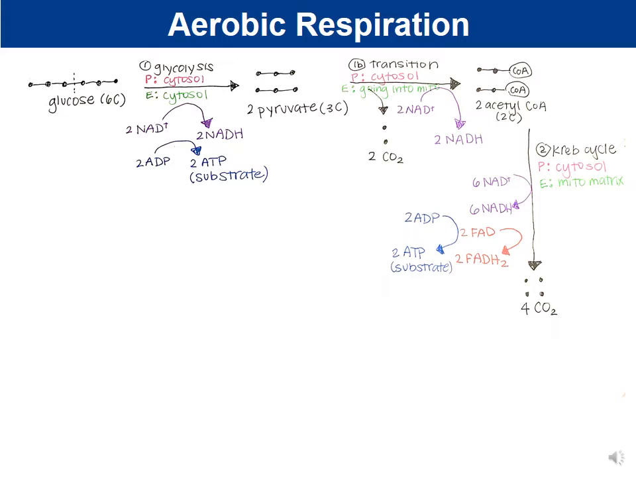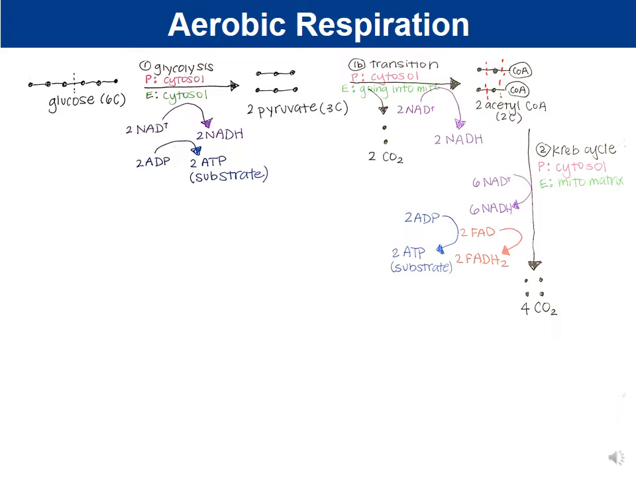So again, it's going to be a substrate during this process that's going to transfer a phosphate group onto ADP, and that's going to form ATP. Now, the other important thing is we're breaking all of these bonds. And so notice that the other product that we get out are 4 carbon dioxide. So notice that we got 2 during the transition step and 4 during the Krebs cycle. That's a total of 6 CO2s.